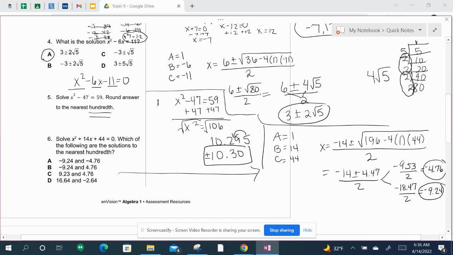Now, when I look at those two answers, I do see those exact answers over here, but I've got to be very careful because there are some very similar answers. So I want to make sure that I'm looking at signs very carefully. I want both of them to be negative. In this case, that looks just like letter A.